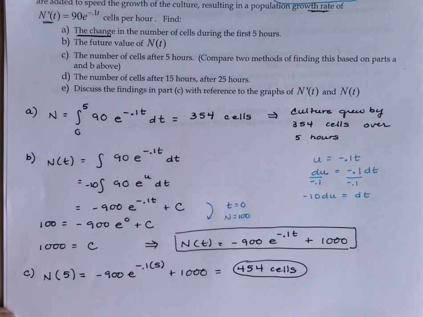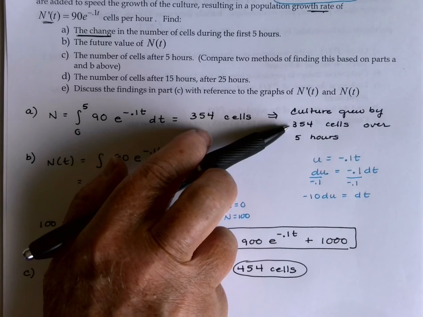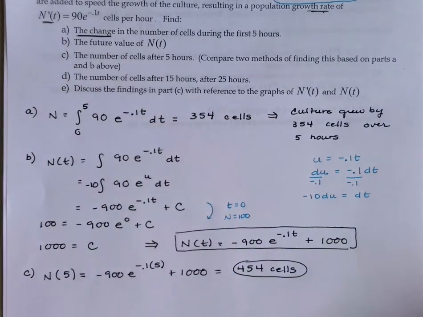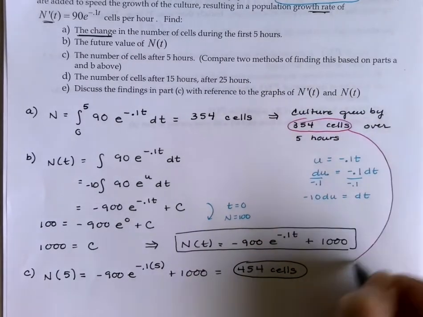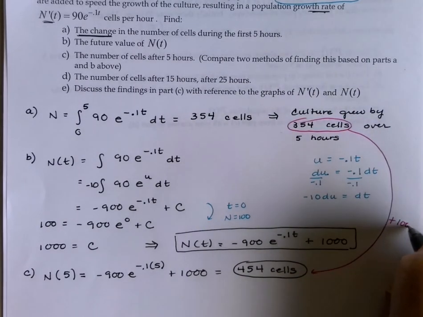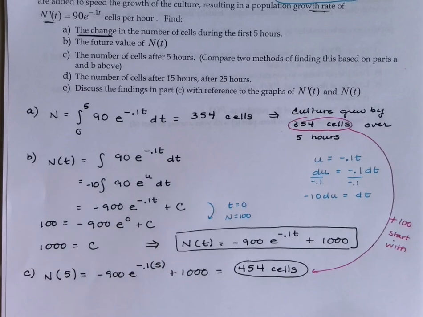And as we pointed out before, notice in part A, we said that the culture grew by 354. When we take that 354 and we add the 100 that we started with, we get that 454. And so all these little pieces of our puzzle are making sense. They work well together.